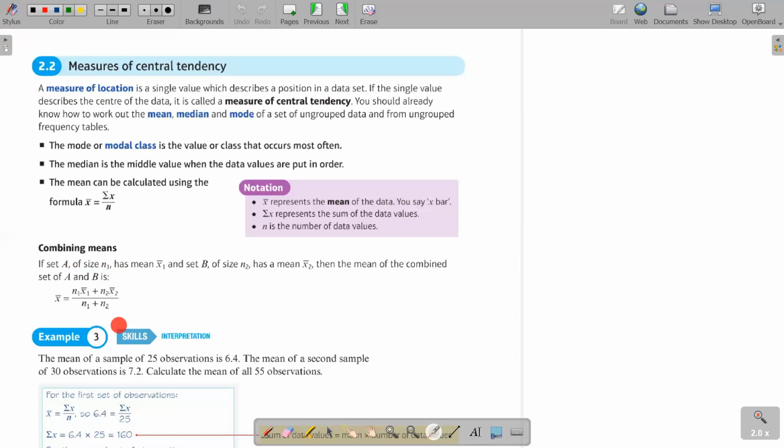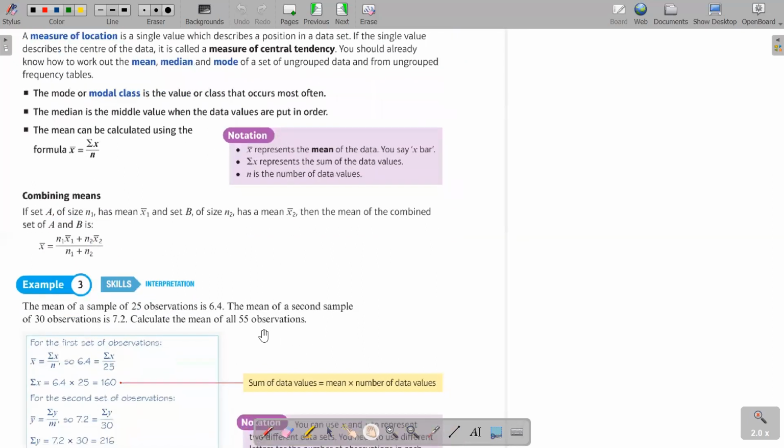For this, I think it's better we go with a small example. Let's say you have set A, and the mean of set A is 10, and there are 7 members in set A. Let's say there is set B, and the mean of set B is 15, and set B has 10 members. So what do they ask you to do here? It's like there are two classes. The mean of the first class is 10 with 7 members. The mean of the second class is 15 with 10 members.